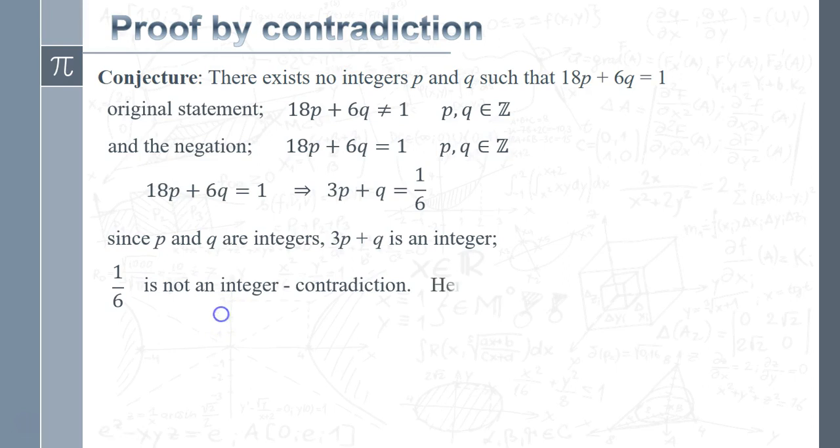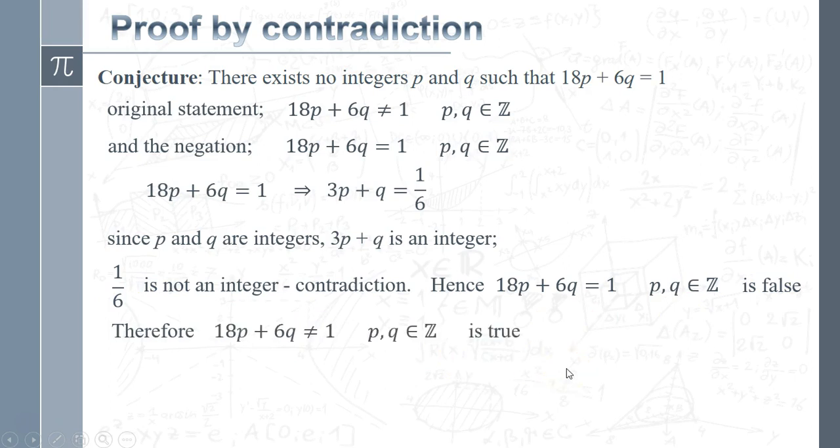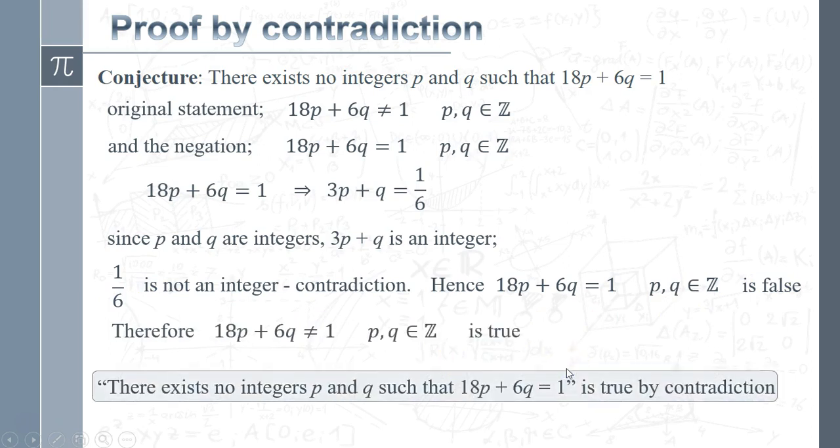So straight away that tells us that that statement there, 18p plus 6q equals 1, for p and q being integers, is false because of our contradiction. So therefore, our original statement is true. And it's important that when you go through this, your first step is your negation, then you go for your proof, and then you finish off with this statement at the bottom.